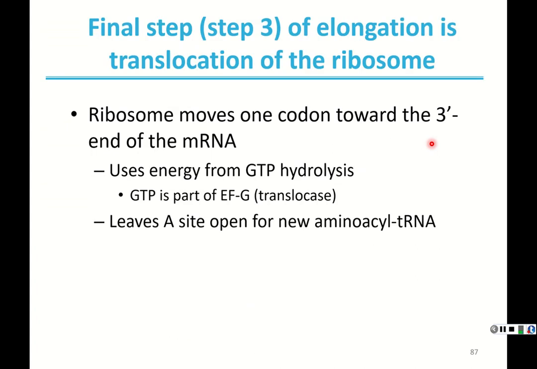Okay, the final step of elongation is what's known as translocation. So this is the moving of the ribosome relative to the messenger RNA. So the ribosome moves one codon towards the 3' end of the messenger RNA. And to do this, it uses energy from GTP hydrolysis. And the GTP is part of what's known as EFG translocase, also known as translocase. So elongation factor G is also called translocase. Okay, that leaves the A site open for a new aminoacyl tRNA.